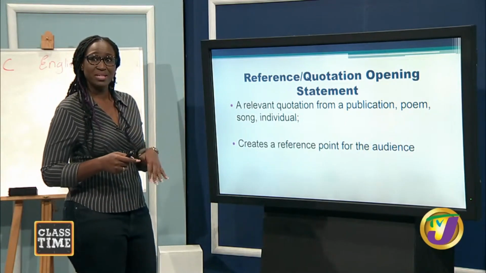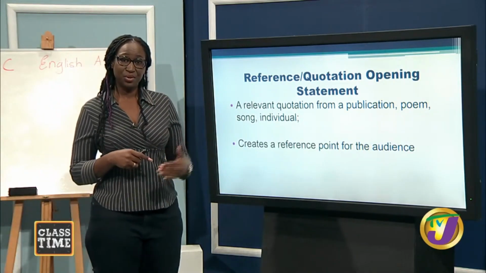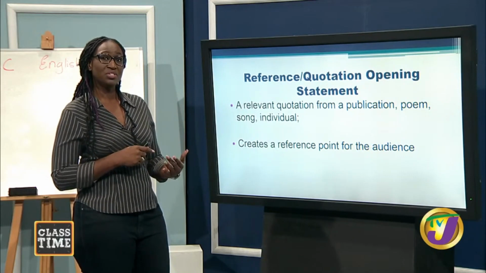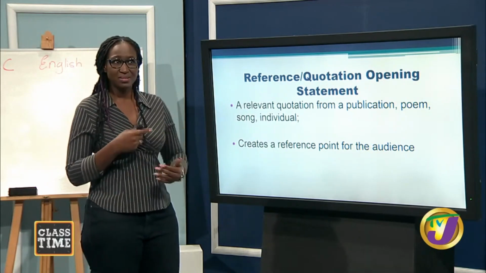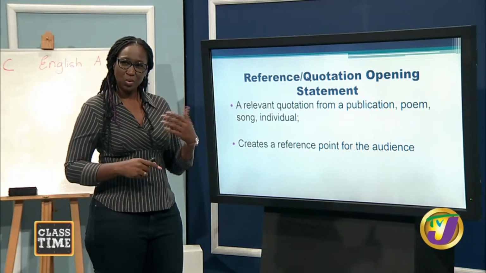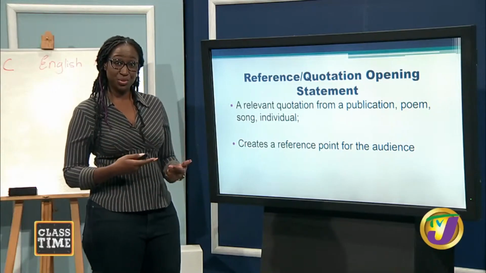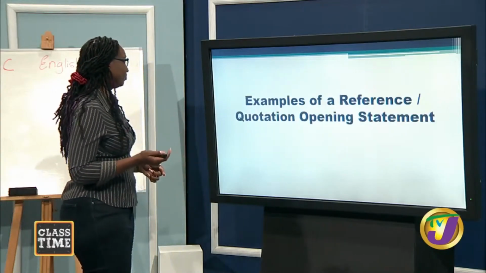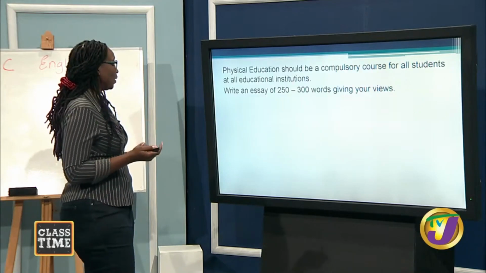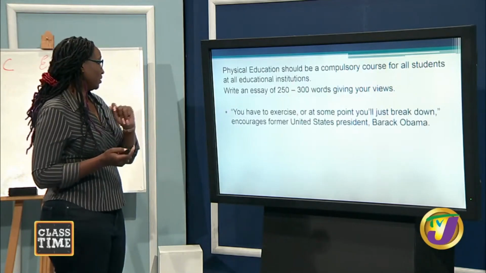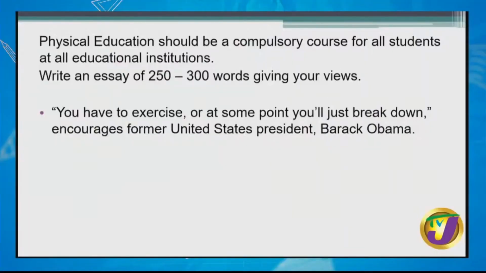Now, what this does, it creates a reference point for your audience. So you start with a quotation, so they start thinking about what exactly is going to happen. How does this quotation tie into what you're going to do? So here are some examples. First one, you have to exercise, or at some point you'll just break down, encourages former United States President Barack Obama. So right there you have used a quotation from somebody who many people can identify with.